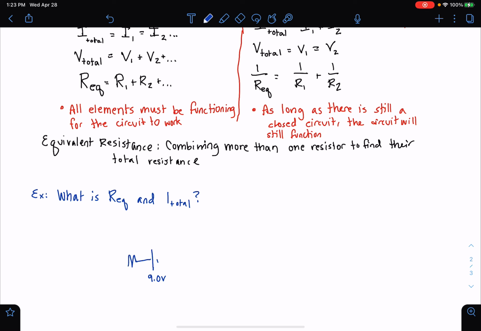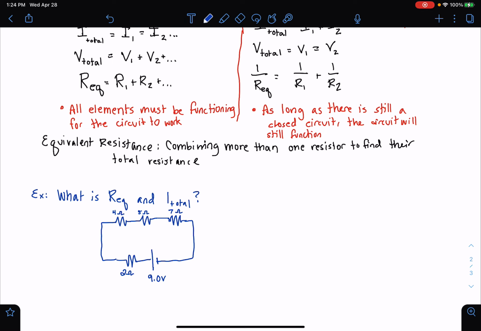I have a 2 ohm resistor here. I have a 4 ohm resistor here. I have a 5 ohm resistor here. I have a 7 ohm resistor here. And they connect back at the beginning.